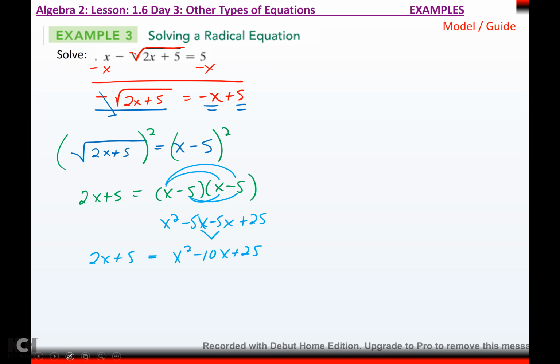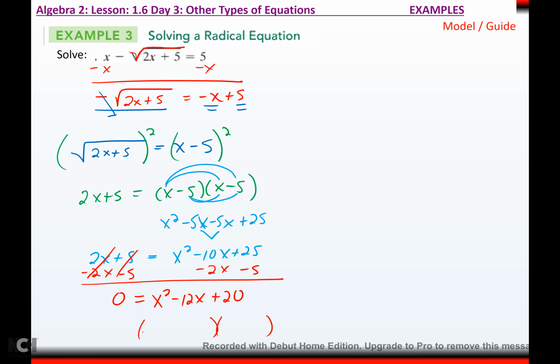It's quadratic, so I need to get 0 on one side. So I'm going to minus 2x, and I'm going to minus 5 and minus 5. If you don't mind, I'm going to do 2 things at once. Combine like terms, and I'm going to have x squared minus 12x plus 20. I'm going to try and factor that. Should be easy. A is 1.